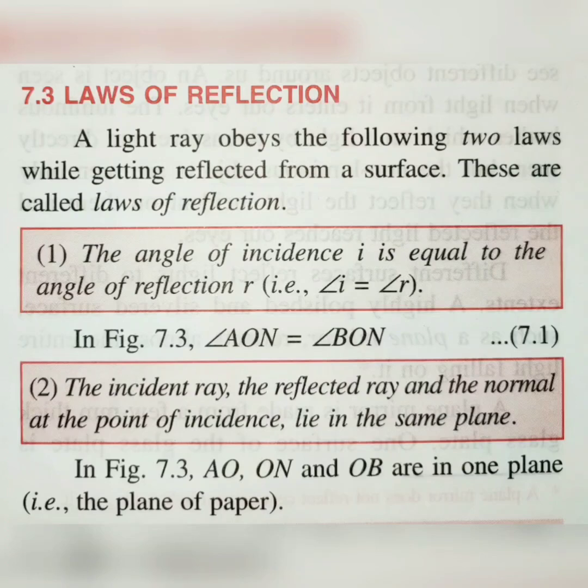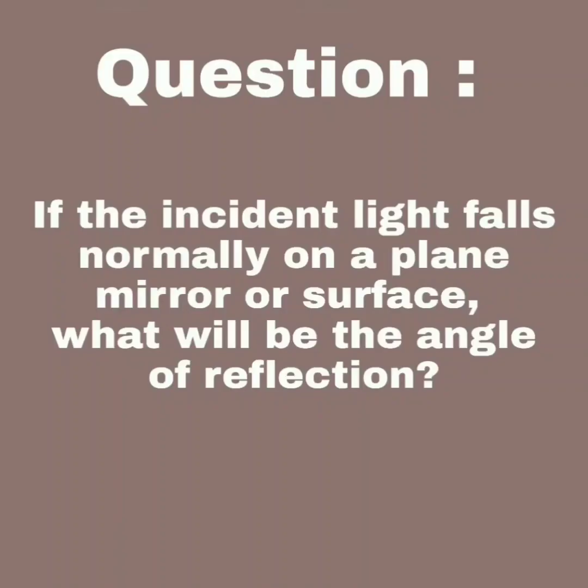So I'm ending this section with a question. Please find out the answer to this one. Listen to the question properly. If the incident ray follows the normal, that is, the incident ray passes along the normal and strikes the plane surface, how will the reflected ray move back, or what will be the angle of reflection? Find out the answer to this one.